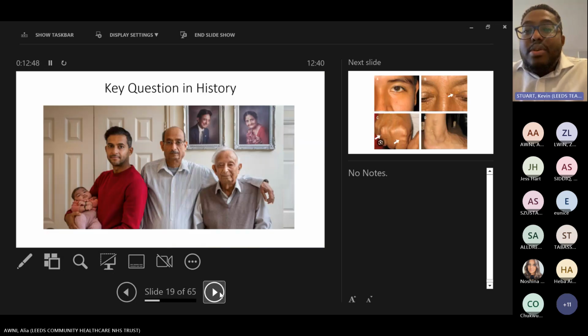But the most important thing, because it's genetic and it's passed on in an autosomal dominant manner, is a 50% chance of transmission. So family history is key. And this picture is just showing that if it goes from granddad to dad to son, then it can also go to the next generation, a 50-50 chance. So the key thing is family history.